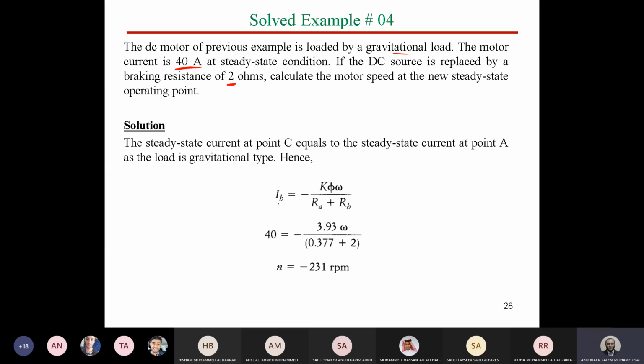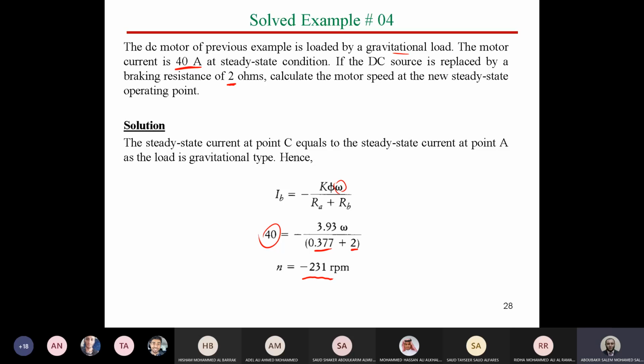So we can say I braking equals minus, because it's reversed now, minus E, which is K phi multiplied by motor speed, divided by RA plus RB. So the only thing that will be different here is omega. Why? Because we added resistance. So you have the value of current, you have the value of armature resistance, K phi is given, braking resistor is given, you can easily obtain the value of speed. So the motor speed will be reversed, it's a negative sign, and the value will be 231 RPM.